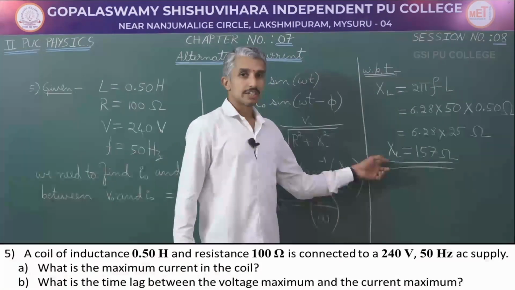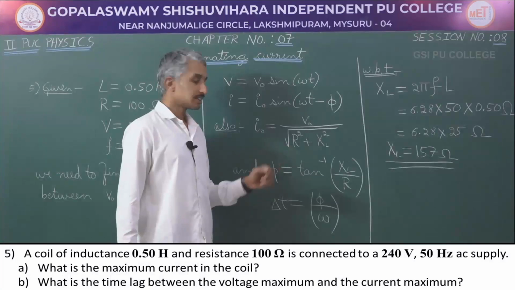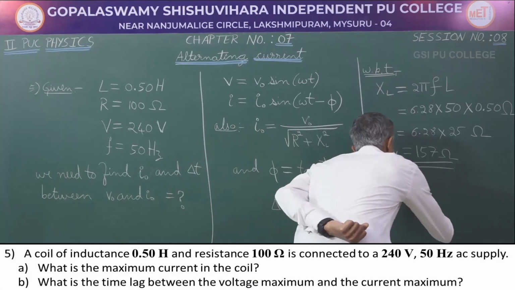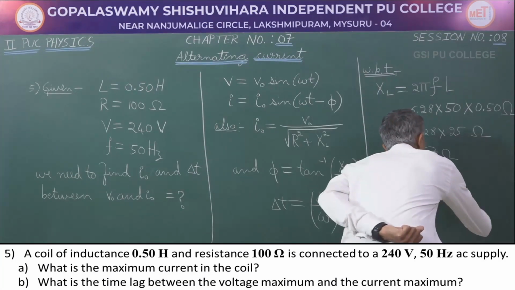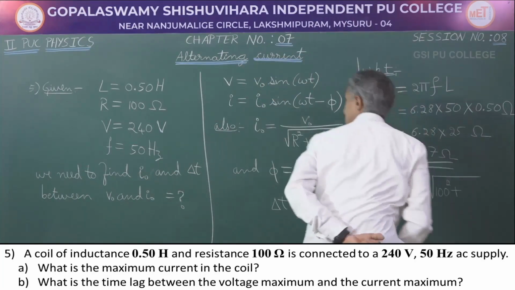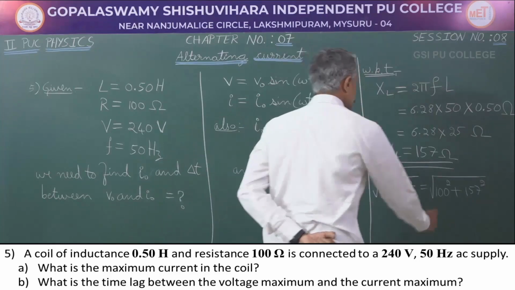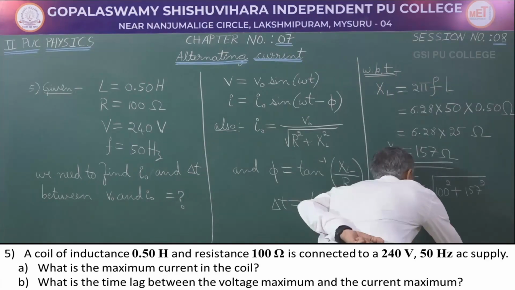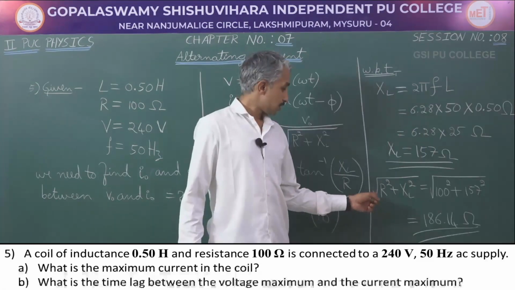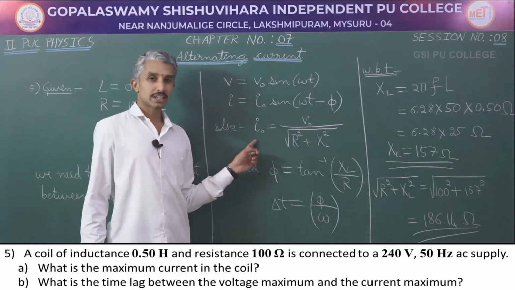We have inductive reactance. Now we can find root of R square plus XL square, which will give us the impedance. Therefore, root of R square plus XL square is equal to root of R, which is 100, square plus 157 square. On simplifying this, we will get the answer as 186.14 ohm. Now we got the value of root of R square plus XL square. So using this, let us find out the maximum current.